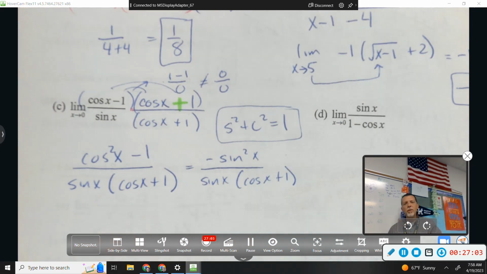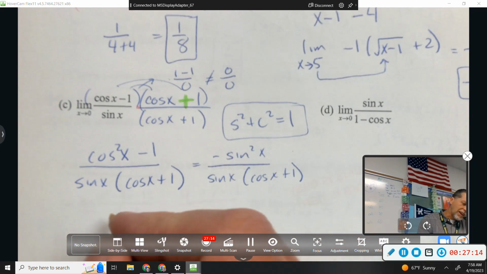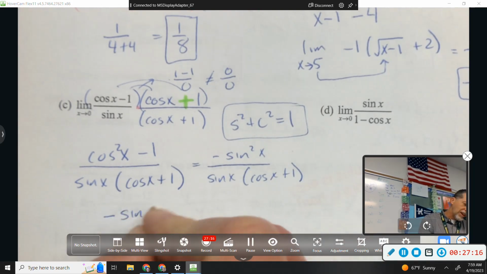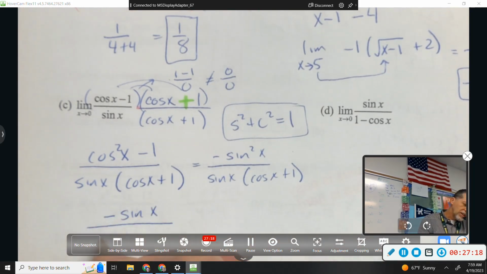How does that help us? What can we cancel? Yep, we can cancel one of the sines. So negative sine x over cosine x plus 1.